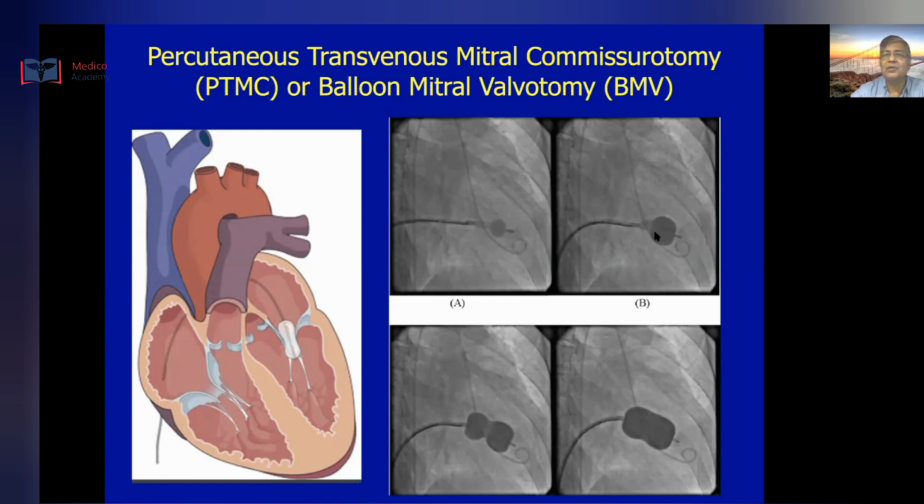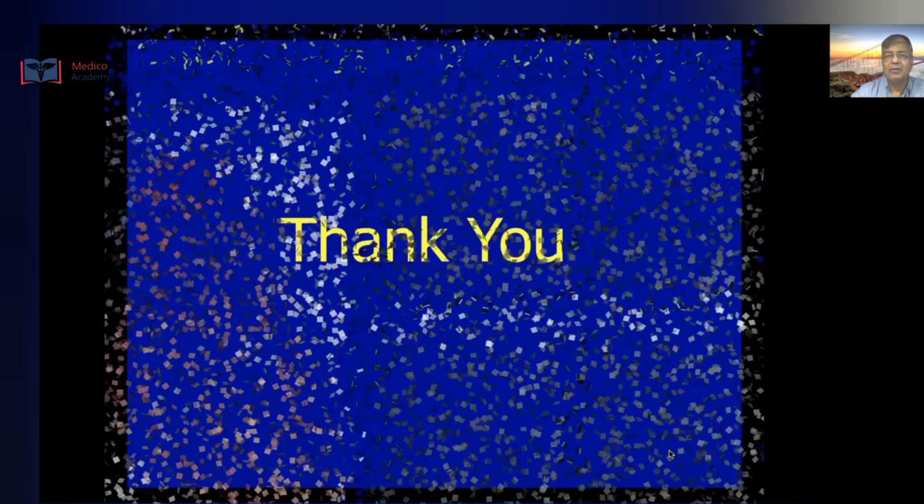If you see here, the balloon is slowly inflated, and it develops a dumbbell shape because the mitral valve holds on to the balloon. Once the balloon gets inflated with pressure, it breaks the fibrosis in the mitral valve and opens up the valve, and this signifies the completion of the mitral valve balloon commissurotomy. So remember, this is how we do transvenous mitral commissurotomy. Thank you very much.